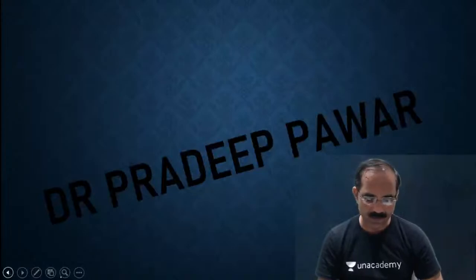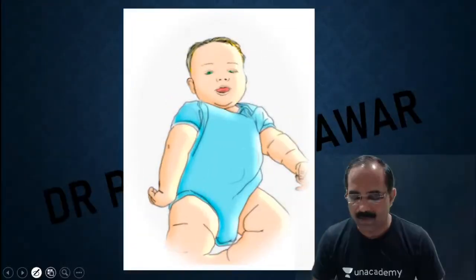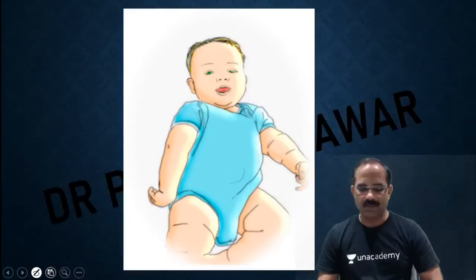Okay, I hope this is clear to all of you. See this, that's the position of the arm and that's the position of forearm in case of Erb's paralysis. Perfect.